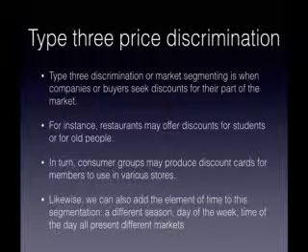Type 3 price discrimination. This is the one that business studies students normally have to sink their teeth into. Type 3 discrimination, or market segmenting, is when companies or buyers seek discounts for their part of the market. For instance, restaurants may offer discounts for students or for old people. In turn, consumer groups may produce discount cards for members to use in various stores.